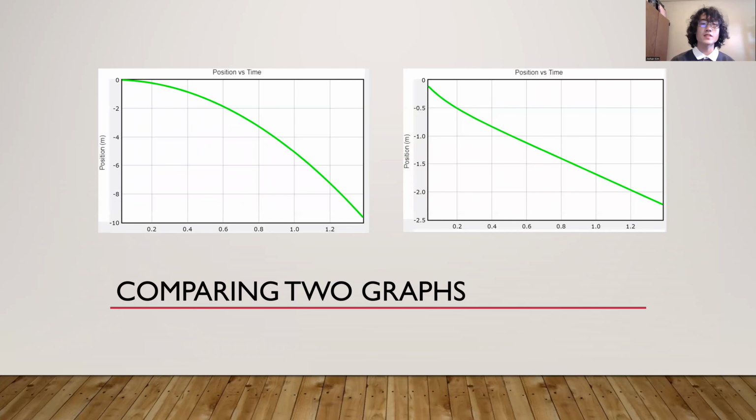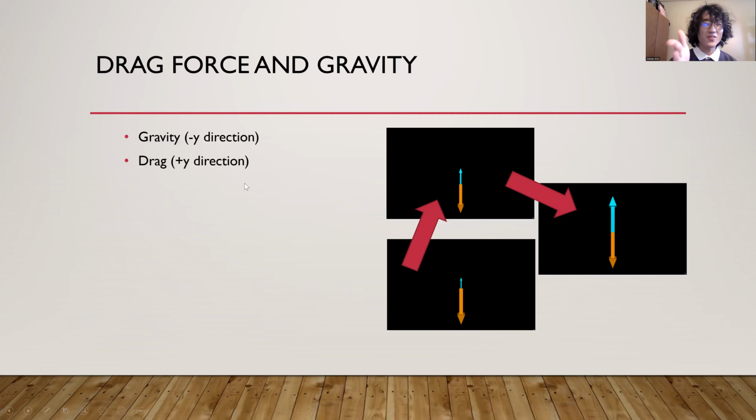So comparing these two graphs, left is with drag and right is without drag. And as you can see, the difference becomes vastly larger as the time increases. This is because drag force increases as the time increases, while the gravitational force, as you can see in orange, stays the same throughout the time, which is constant. The GlowScript simulation runs show gravitational force staying the same in the negative y direction and the drag force increasing in the positive y direction.